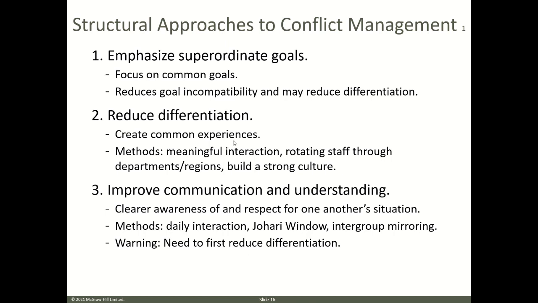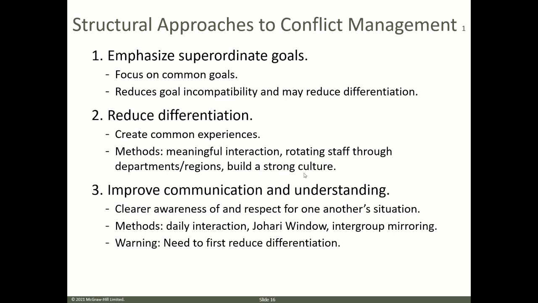So create common experiences, which means generate a shared social identity. What are the ways and methods to reduce the differentiation? The first is meaningful interactions with people in other organizations, through temporary assignments or the contact hypothesis. If we talk about rotating staff through departments and regions, differences are going to reduce by these means, because rotating the staff to different departments and different regions throughout their career definitely increases their identification with the overall firm rather than just one department, because they are moving from one department to another department.